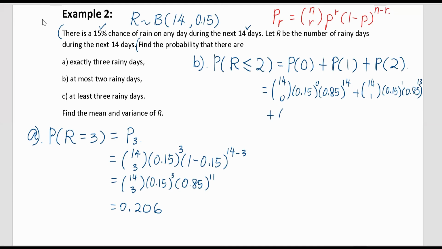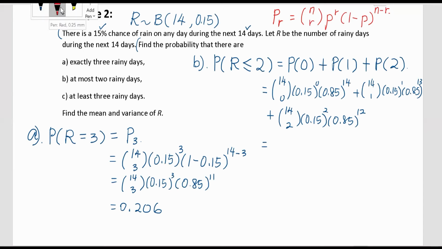And plus with R equals to 2, 14C2. Then we press the calculator to find out the probability and get the answer. So if you are aware of this, your calculation will be faster.